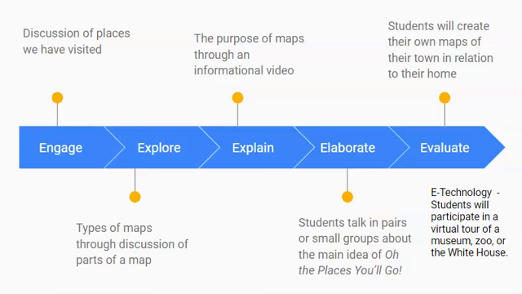Throughout this lesson, e-technology will be used because at the very end, after the read aloud and after the students have created their maps, technology would allow students to participate in a virtual tour of a museum. What I chose in the lesson is the Columbus Zoo, the Smithsonian, which is a museum in Washington, D.C., or the White House. The students can choose, and I would show it on the board and they could take a virtual tour.